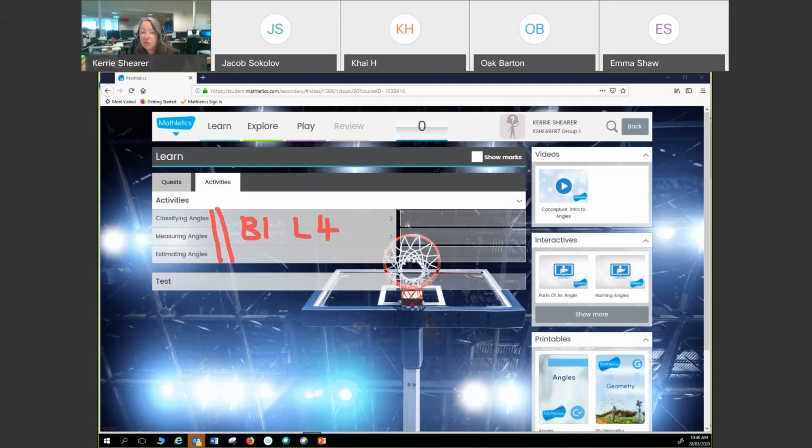Any questions from Emma, Kai and Oak? No? Hopefully that reinforced some of the work that Jacob did on Wednesday. My focus today was classifying the angles, measuring angles and estimating their size. I suggest that you estimate the size before you measure it to make sure that it makes sense.